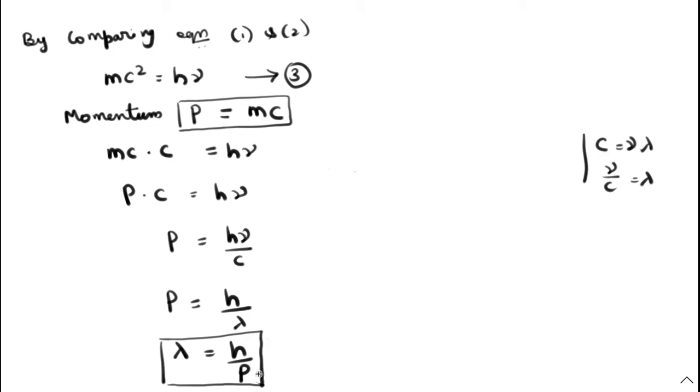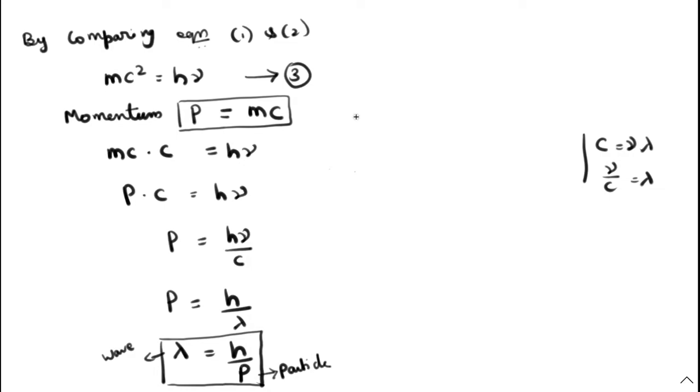So lambda is related to the wave nature, and the momentum is related to the particle nature. He combined both. So lambda is equal to h by p. This is for the photon. So this equation can be applied for both photons as well as material particles. This is the equation for photon, and the same thing we can use for the material particle also.